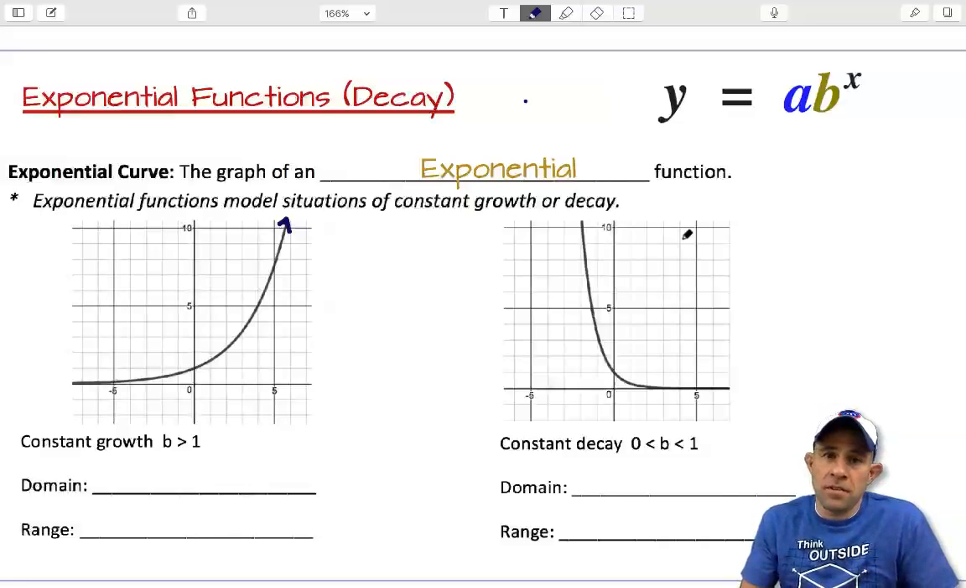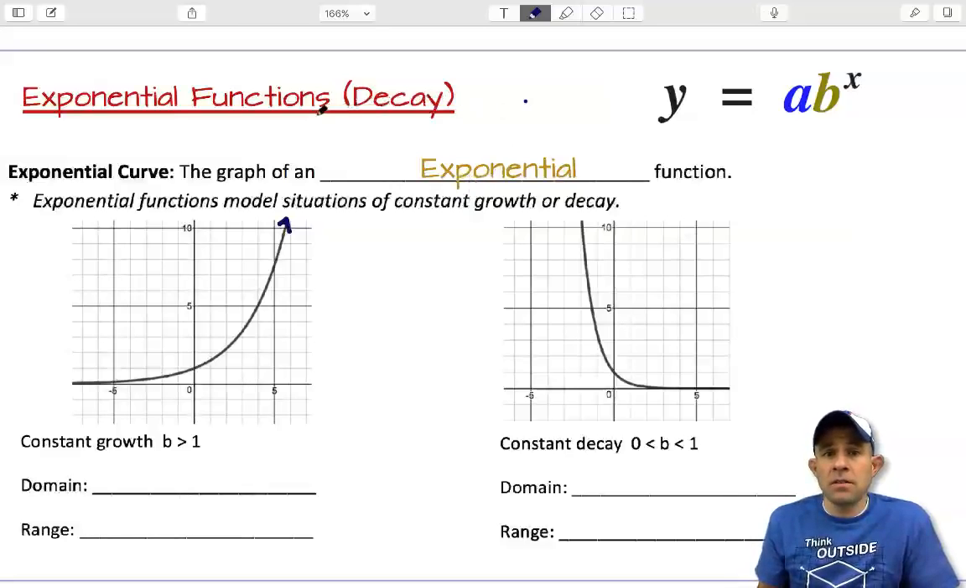Recall from yesterday's lesson, we took a look at exponential growth. That's where our equation was continually growing because our growth ratio, our value for b, was greater than 1. Well, today we're going to take a look at the case for exponential decay.